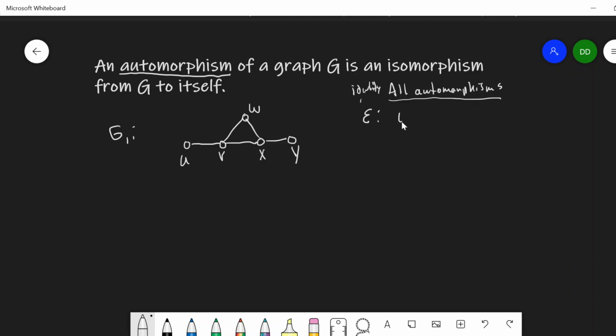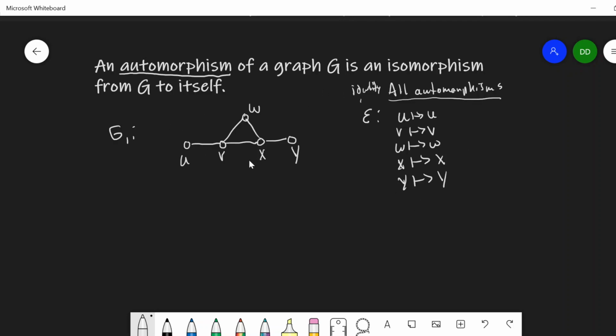And so this would send U to U, V to V, W to W, X to X, and Y also gets mapped to Y. Every vertex is mapped to itself. That's the identity. And since I haven't changed any of the labels, all the adjacencies are preserved and all the non-adjacencies are preserved. So that one you get for free. Every graph has an identity automorphism on it.